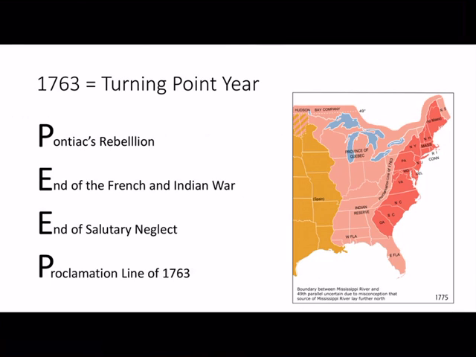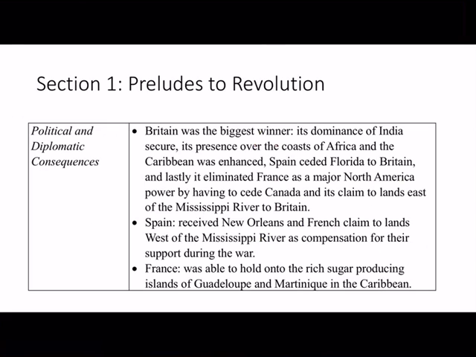So keep that in the back of your mind while we cover these notes, and we'll revisit the acronym at the end. All right, so as I said, Section 1 is Preludes to Revolution. So we're picking up at the end of the French and Indian War. We're going to look at the political and diplomatic consequences, the financial consequences, and the consequences for the colonist and Indian relationship. So let's start with the political and diplomatic consequences.